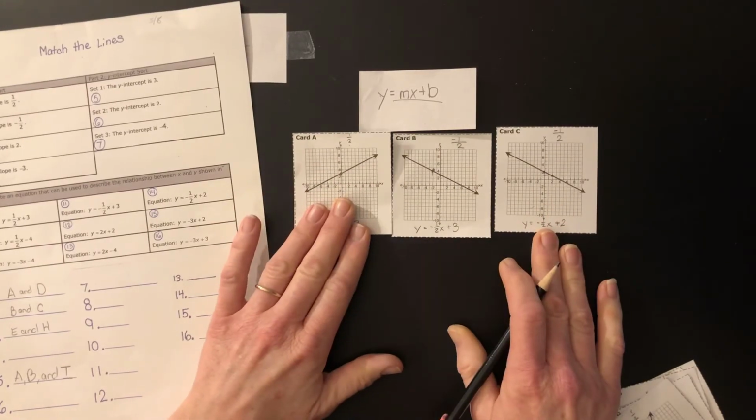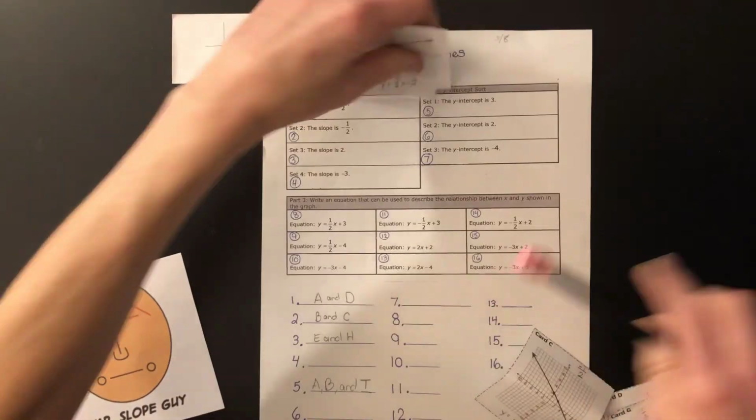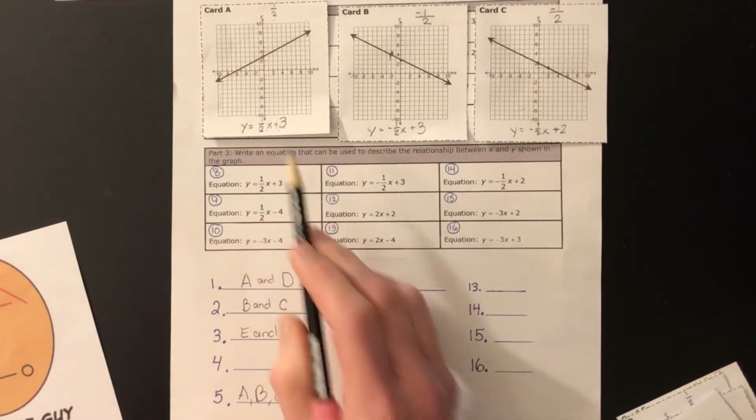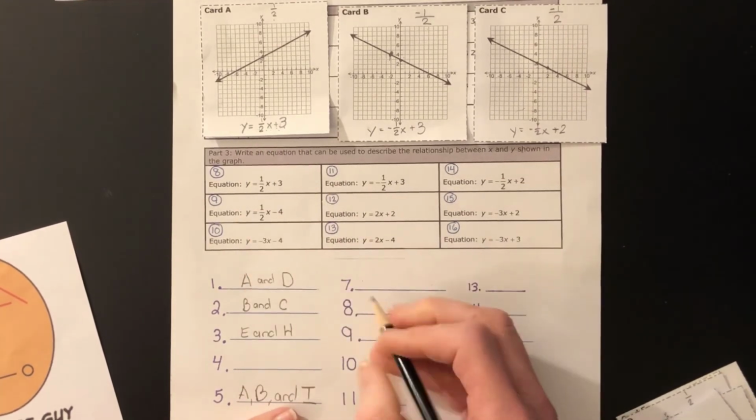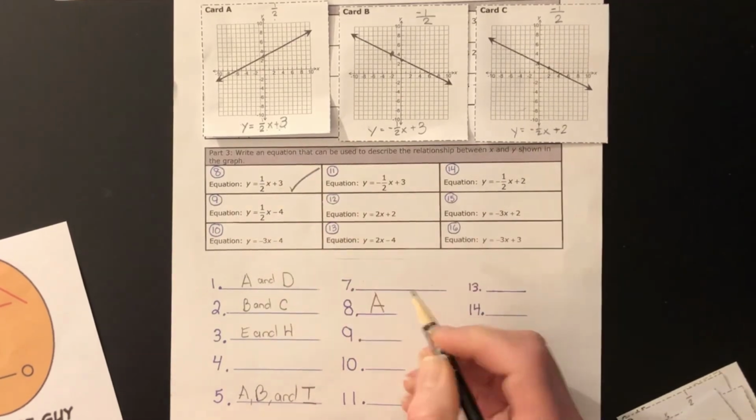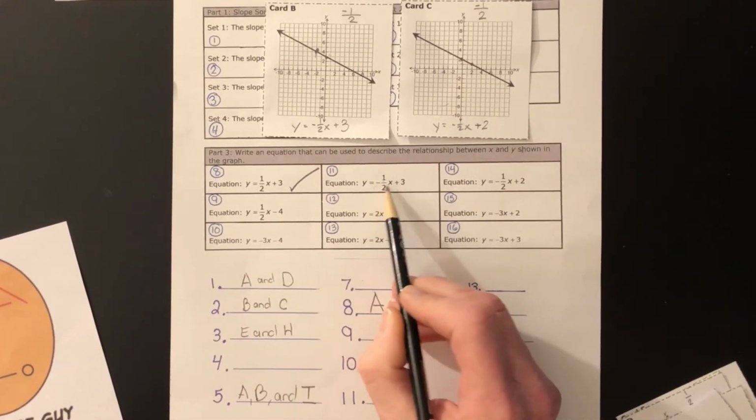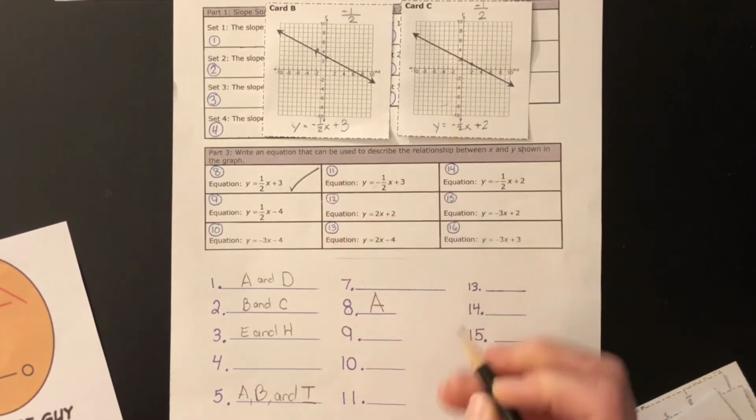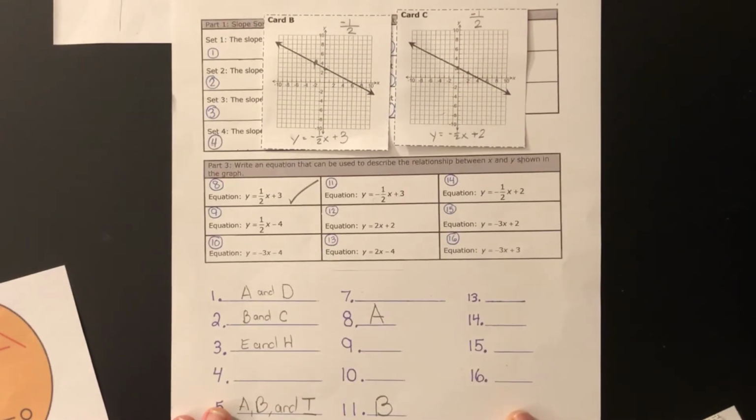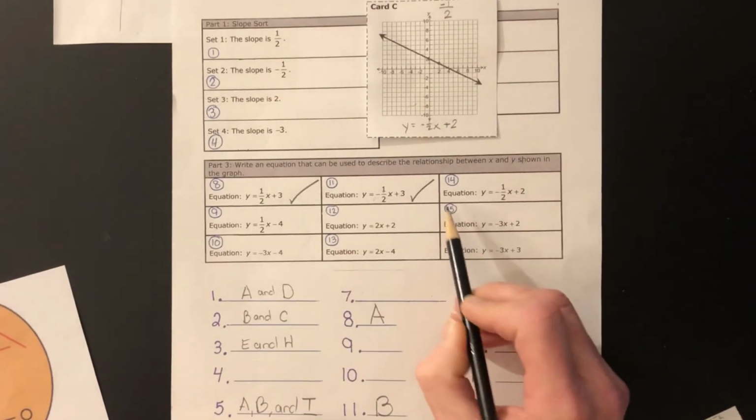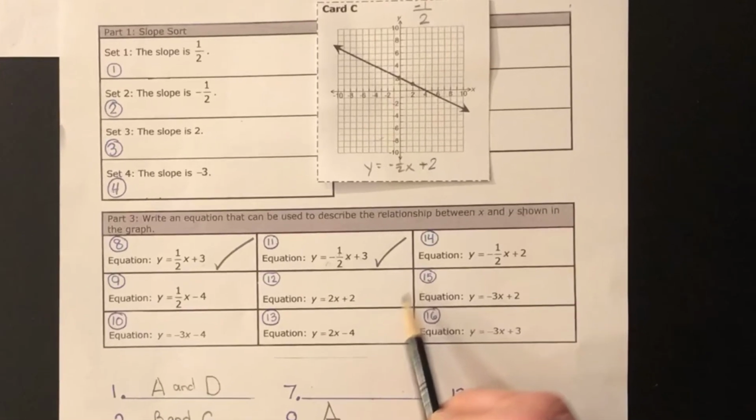So let me see what these match with. Bring these over here. Y equals 1/2 x plus 3. Oh, A is 8. That was quick. All right, B is negative 1/2 x plus 3. Negative 1/2 x plus 3. So number 11 is B. C is negative 1/2 x plus 2. If you look very carefully, you will see the very same equation on number 14. Card C goes with number 14. So go ahead and write that in your blank. Number 14 is C.